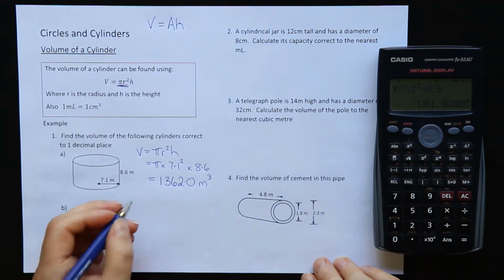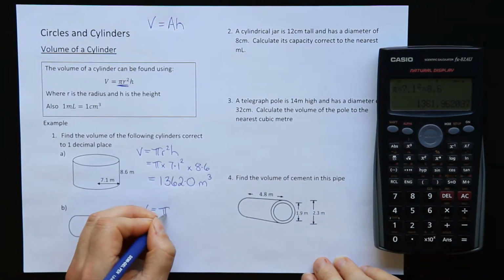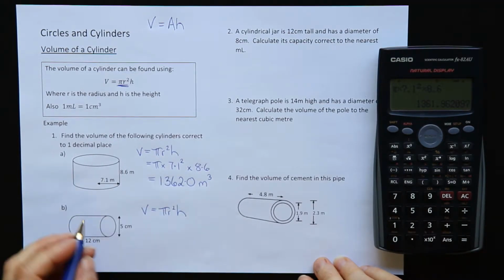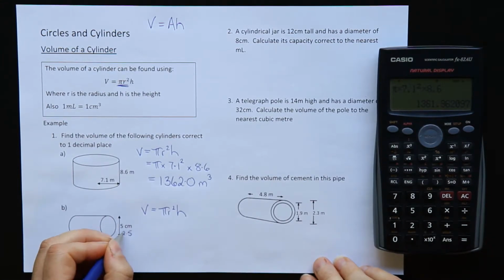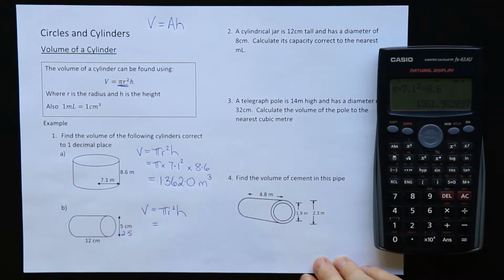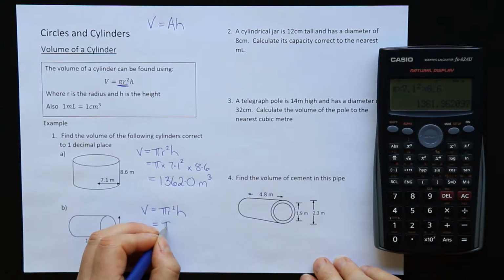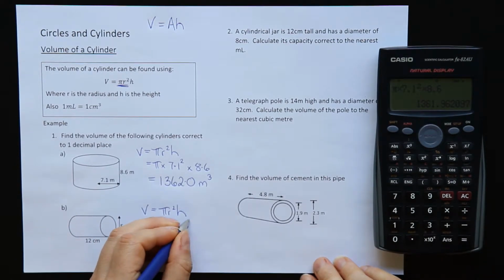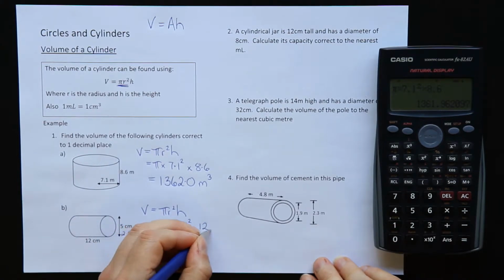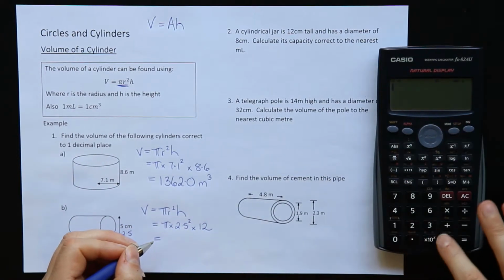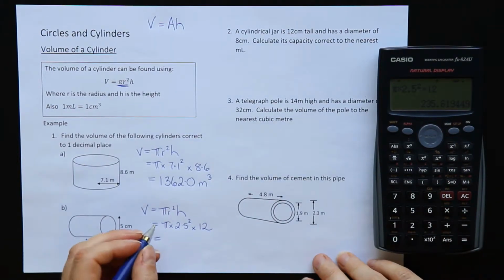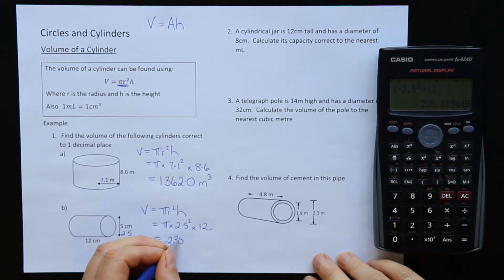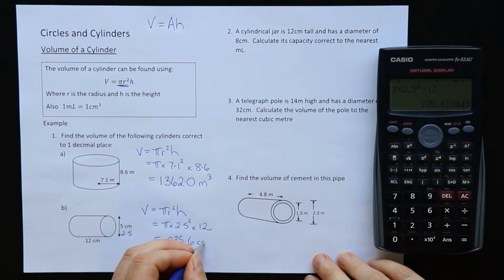Let's do this again for B. Our formula for volume is equal to pi r squared h. This is the diameter, so our radius is going to be 2.5, we'll have to halve that. So our radius is 2.5 and our height is 12, so our cylinder's just lying down this time. Pi times 2.5 squared times the height, which is 12. Type it in. To one decimal place, 235.6 centimetres cubed.